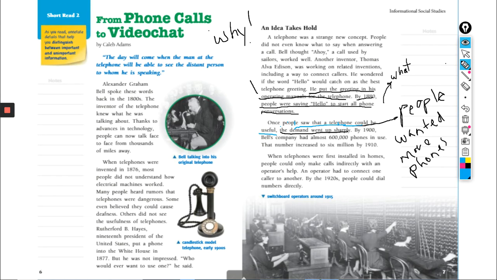So right away in paragraphs 1 and 2, we see a cause and effect. We're asking those why questions. Why did that hello become a greeting? Why did the demand go up sharply? Meaning, why did more people want phones? Okay, we're asking those questions. And if our text gives us that why, that is showing us that it's a cause and effect.